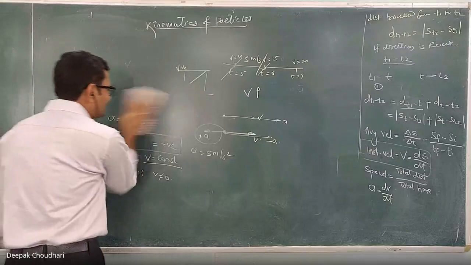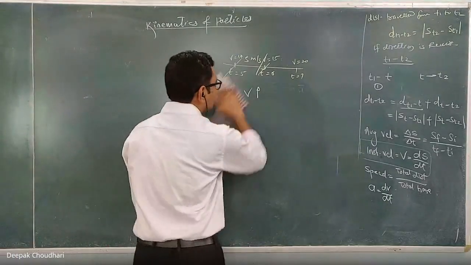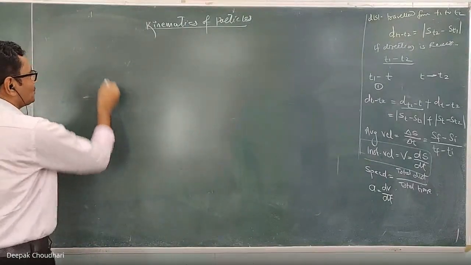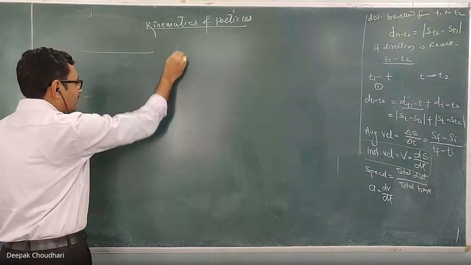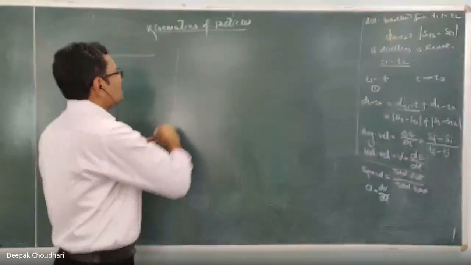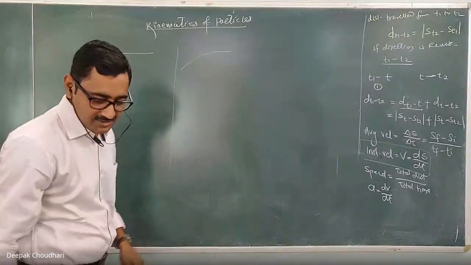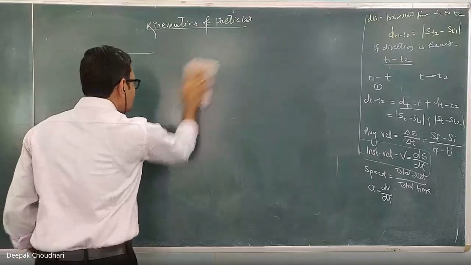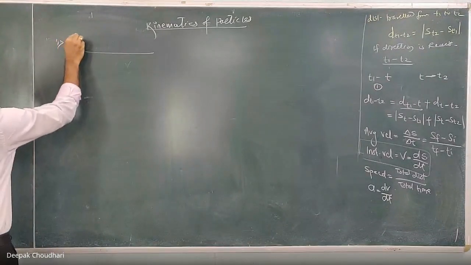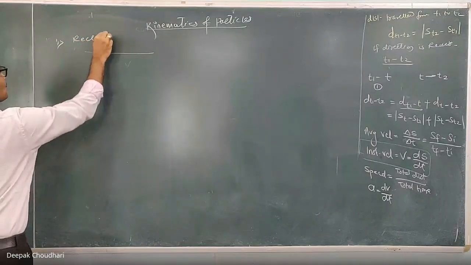Okay. Now we have to study the rectilinear motion. Now in rectilinear motion, we have to study the different types of motion. In this lesson, we have to study basically two different types of motion. One is the rectilinear motion and the other one is the curvilinear motion. Okay. Now let's start with the rectilinear motion. So in rectilinear motion, which are the different types of motion?